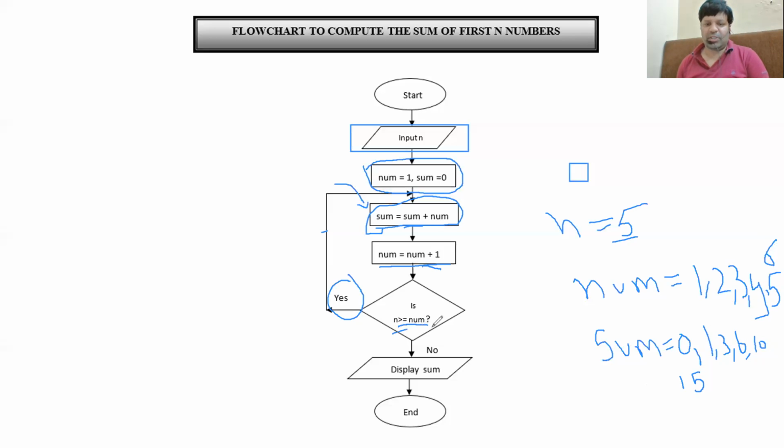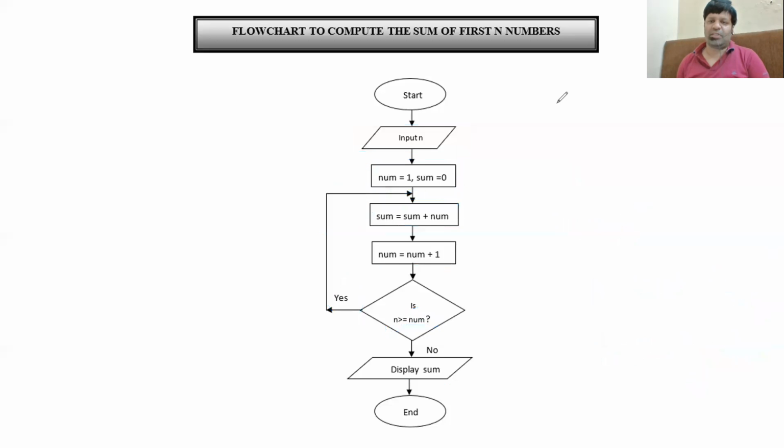Now check this condition: n is greater than or equal to num. What is the value of n? 5. 5 is not greater than or equal to 6. That means we are going to follow this particular data flow line which says no, and we are going to display the value of sum. What is the value of sum? The value of sum is 15. So what is 15? 15 is the sum of the first 5 natural numbers.